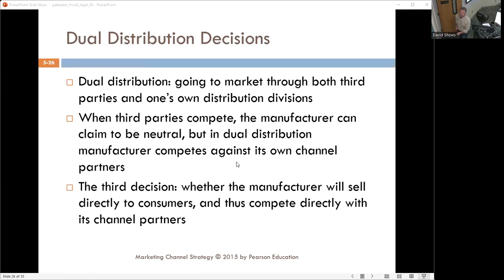And so what dual distribution means is that as a manufacturer, I have my wholesalers, I have my retailers, finally to the end user. Dual distribution means I also sell directly to the end user. Dual distribution means that you go to the market through both third party and your own distribution divisions.